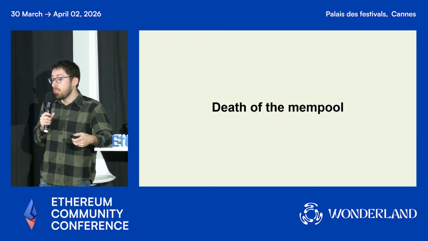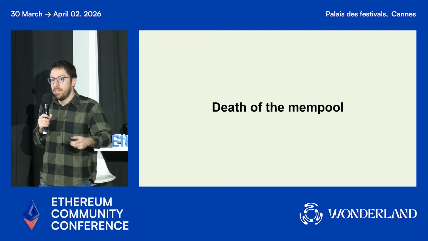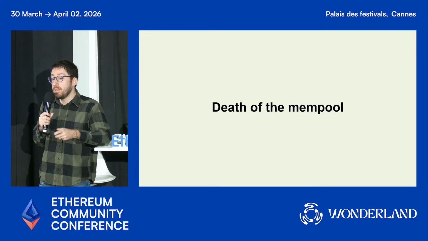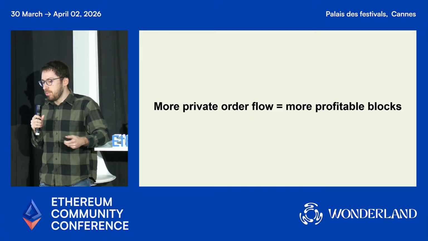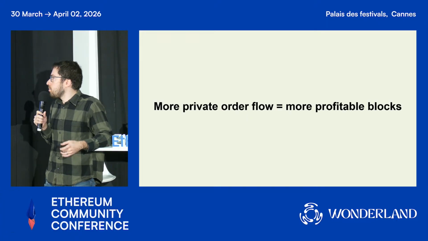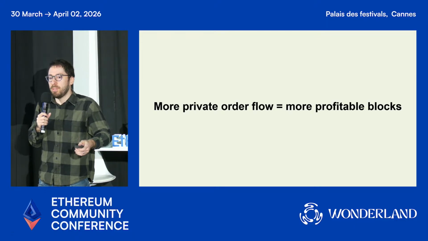The mempool: most transactions in 2021 went into the mempool. Only a very small portion did not. Now that dynamic is flipped. When you send a transaction, most of the time it's not going to the mempool. It's actually going to these private builder networks. And the reason why is because more private order flow equals more profitable blocks.